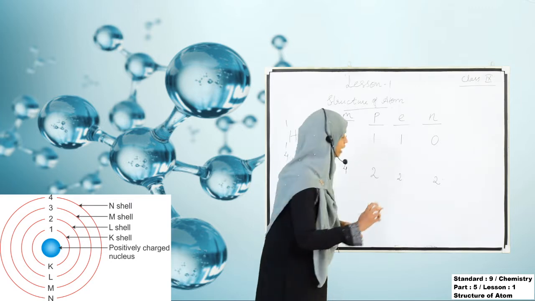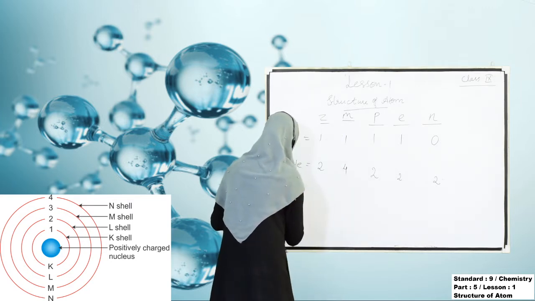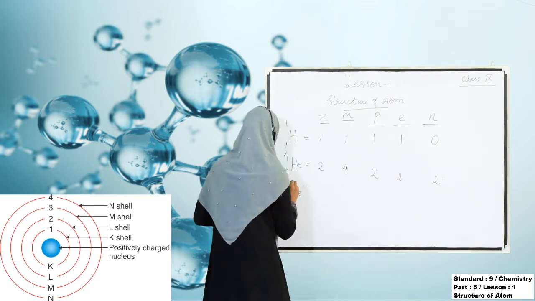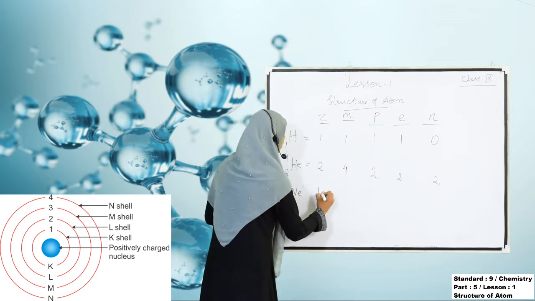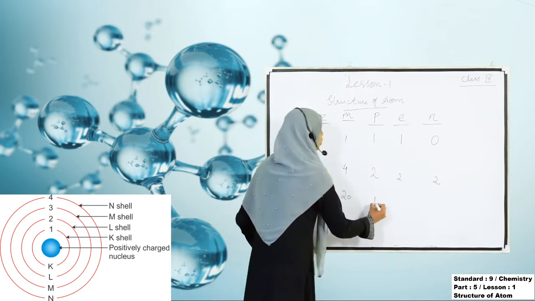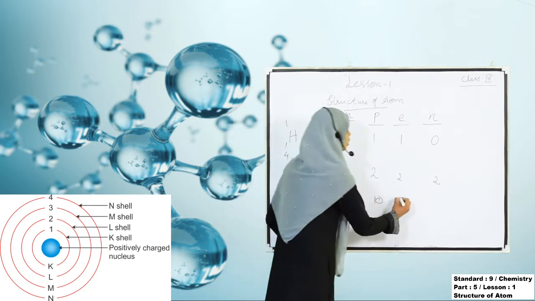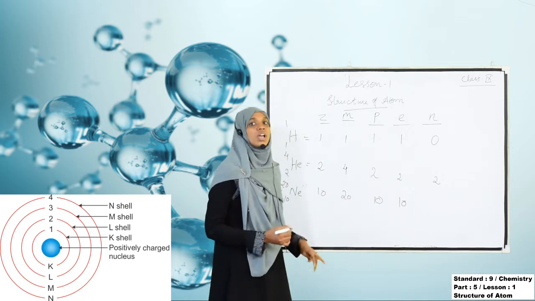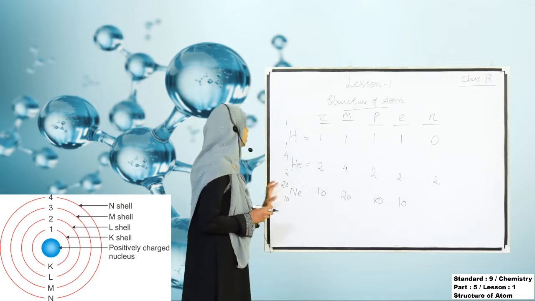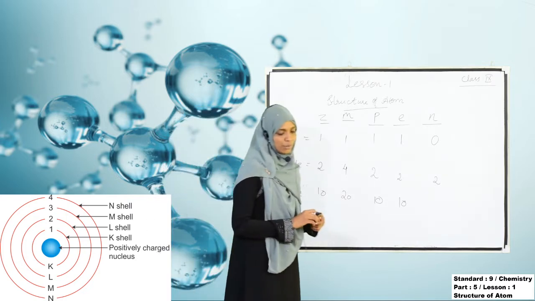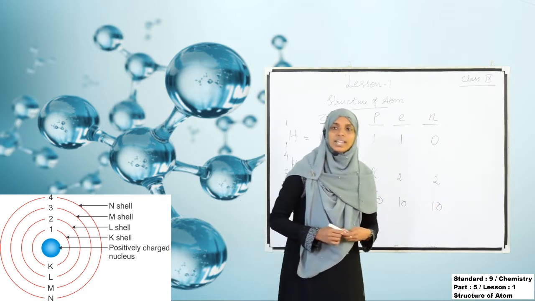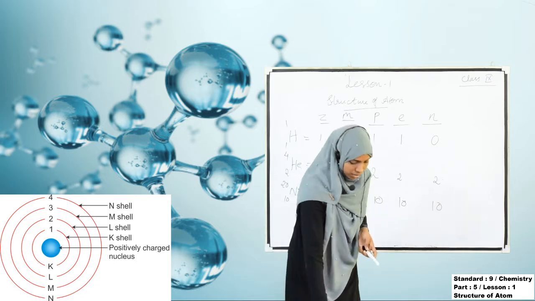Then we can check neon. Neon has atomic number 10. What about the mass number of neon? It is 20. So the atomic number is 10 and the mass number is equal to 20. The number of protons is equal to 10, and the number of electrons is equal to 10. So what about the neutrons? Mass number minus atomic number: 20 minus 10, we get the number of neutrons equal to 10.